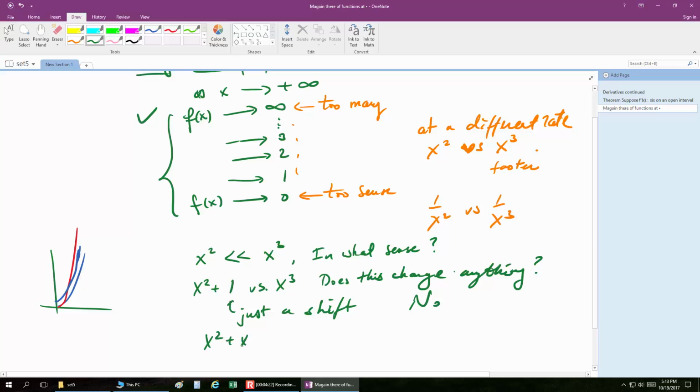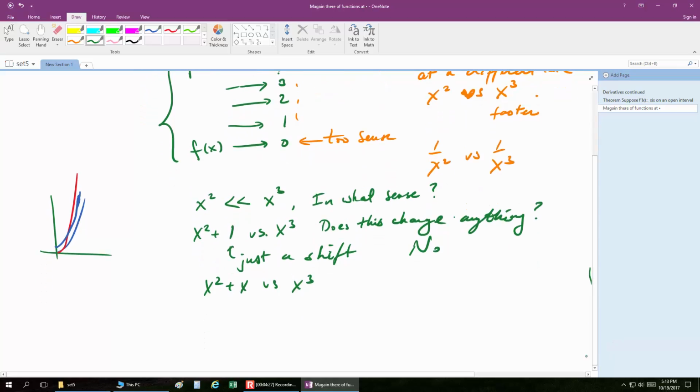But I could add x, and that will look different. That's not going to be a shift. I also could take 2x squared and once again compare it to x cubed. And what is your guess about the behavior of these two new functions? Will they fall behind x cubed? Well, actually there is an answer.